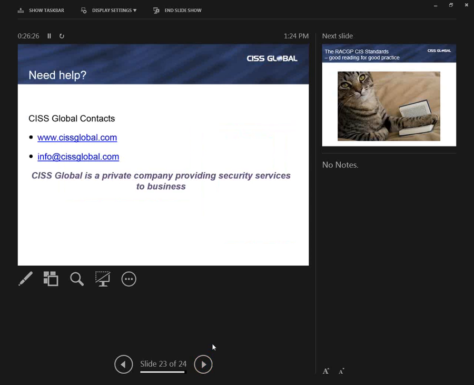So I think instead of going through the whole APP matrices, what I might actually do is have a look if anybody's got any particular questions around that or if they've actually done any of that.